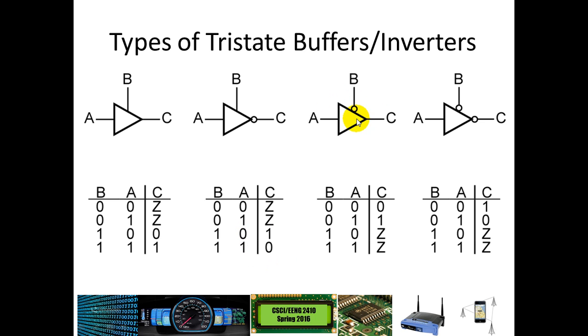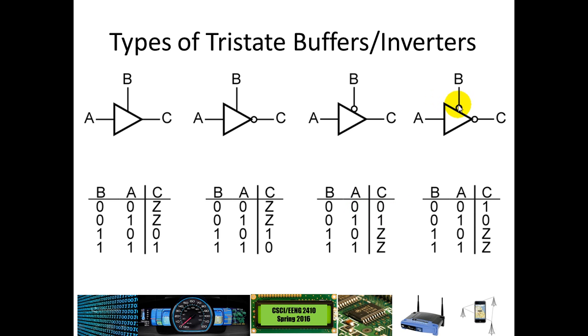Here is basically the same idea. These two buffers on the right are very similar to what you see, this one non-inverting and this one inverting, but the difference is you notice the little bubble right there. Effectively B is acting exactly the opposite way of what it did before. The little bubble just means opposite or complement. So in this case, when B is a 0, that's when A flows through to C.